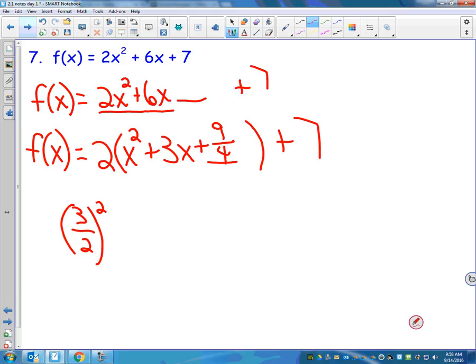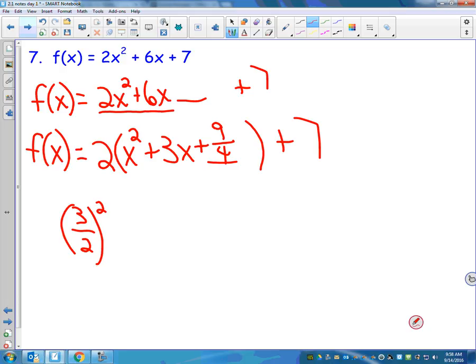Right, but b is now 3, not 6. You have to do it after you factor the 2 out, which is why you can't complete the square unless the x squared is by itself. So you have to factor first, and then the new middle term is what I'm taking out.